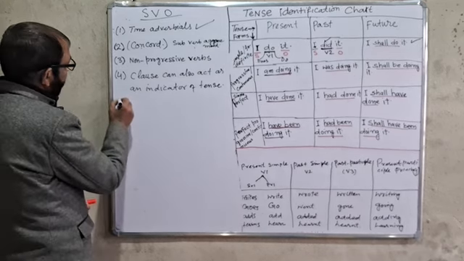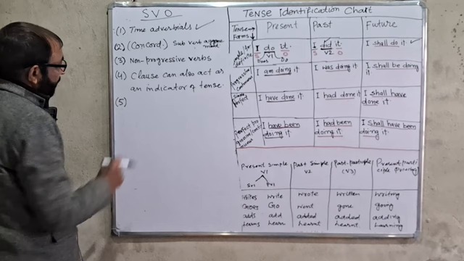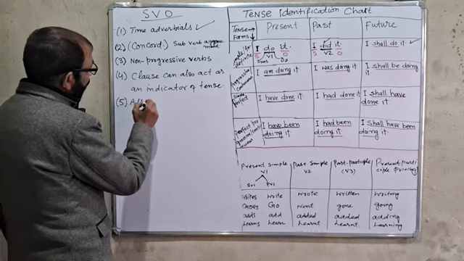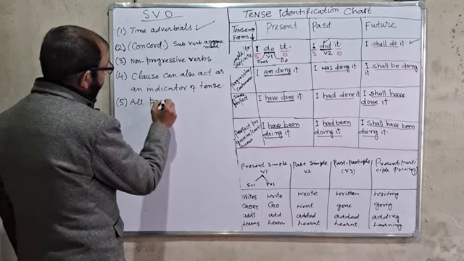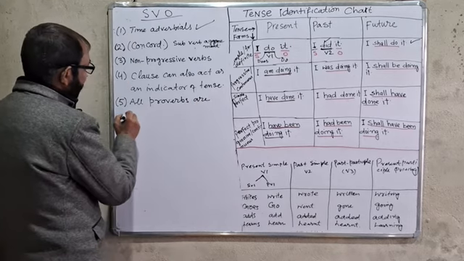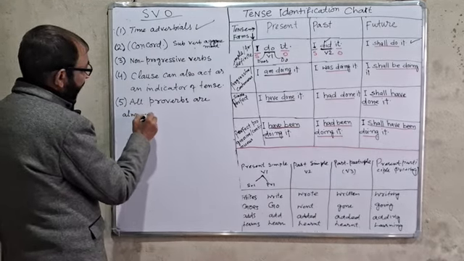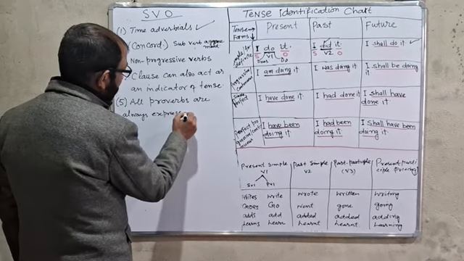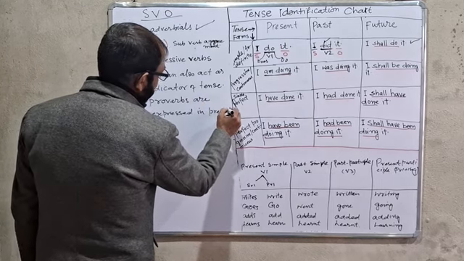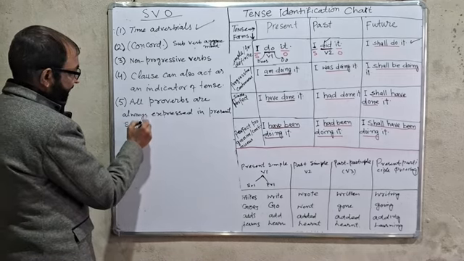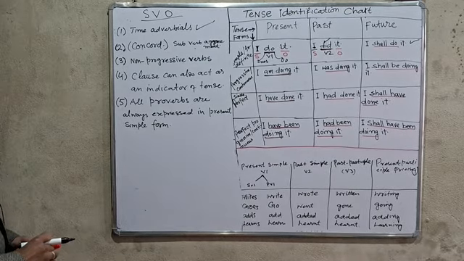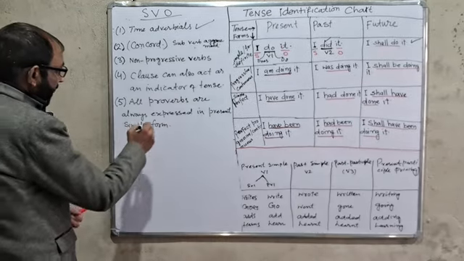Next important point that you should keep in your mind. All proverbial structures or proverbs are always expressed in present simple, in present simple form, meaning verb first form. All proverbs are always expressed in present simple form. Some examples for you.